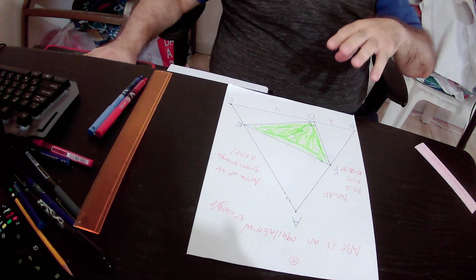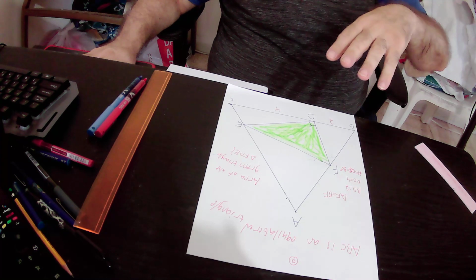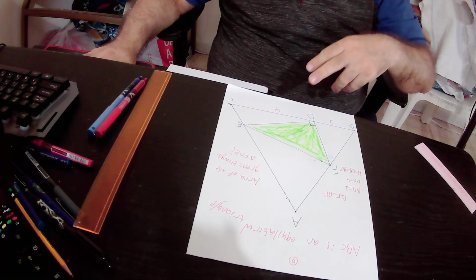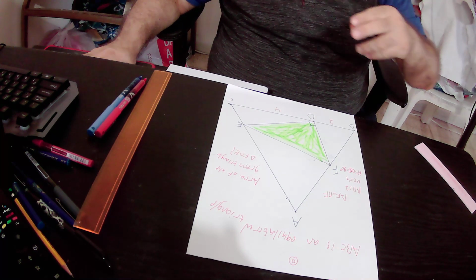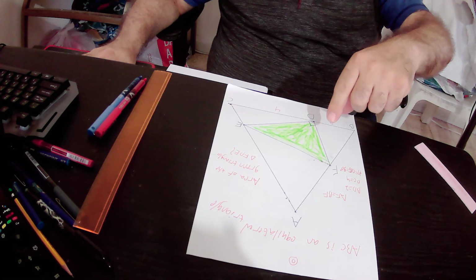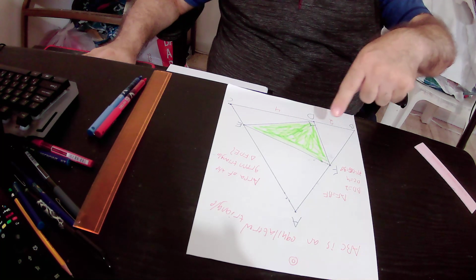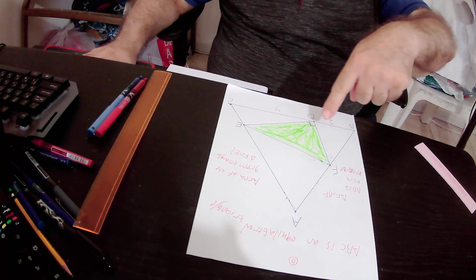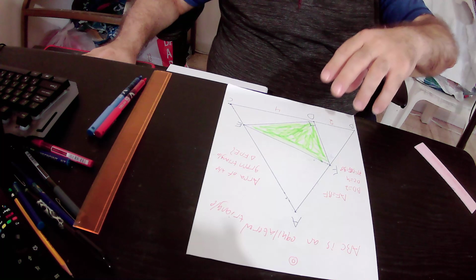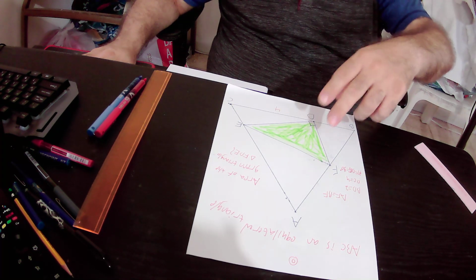Hello, in this lecture we will find the area of the green triangle. In the drawing we have triangle ABC that is an equilateral triangle, and inside triangle ABC we have the green triangle that is a right triangle because angle FDE of the green triangle equals 90 degrees. For that reason, the green triangle is a right triangle.